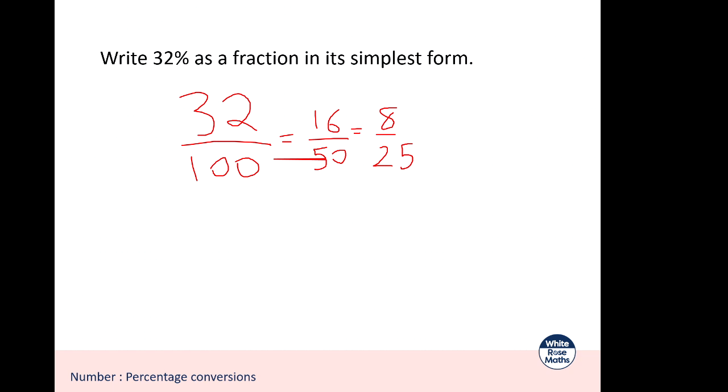So that's how to write a fraction in its simplest form. Remember, percent or percentage means out of 100. So make sure that you're happy with your fraction, decimal, and percentage conversions. If you're interested, as a decimal, it would be 32 divided by 100, which would be 0.32. So 0.32 would be the decimal equivalent to 32%.